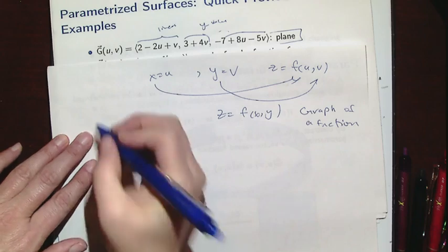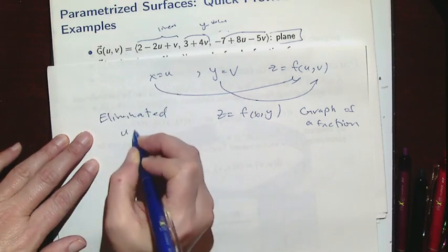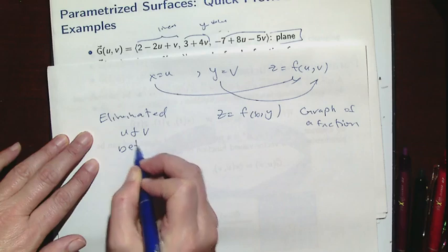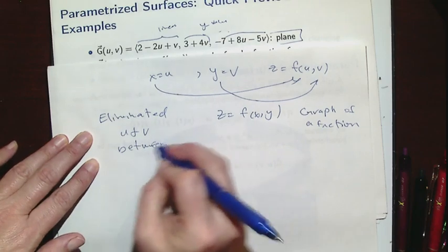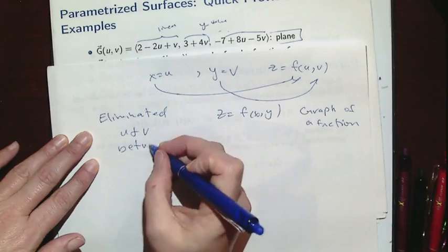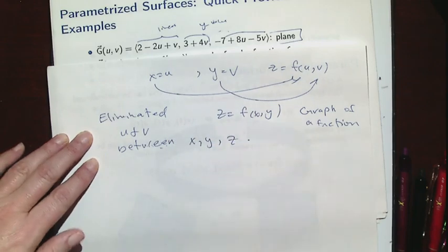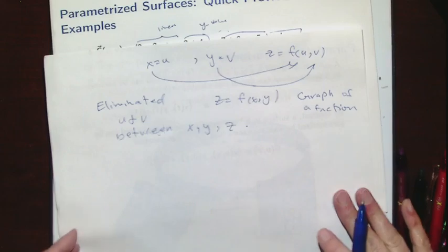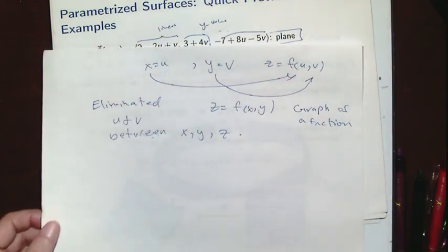Fair game? So I eliminated u and v between x, y, and z. And I got that. Fair game? We're good? So now the next thing.